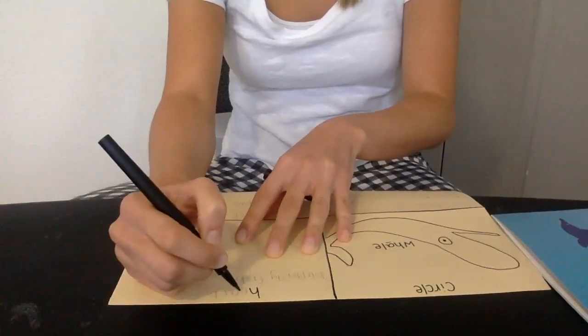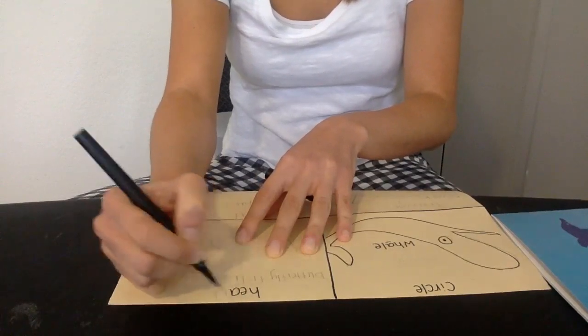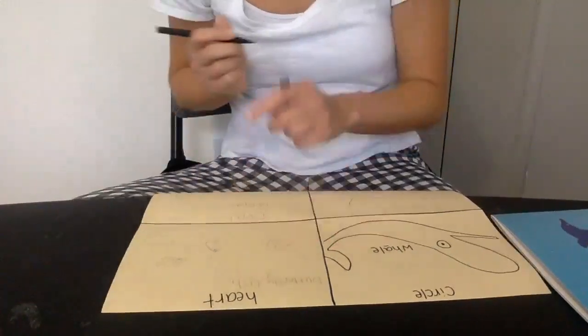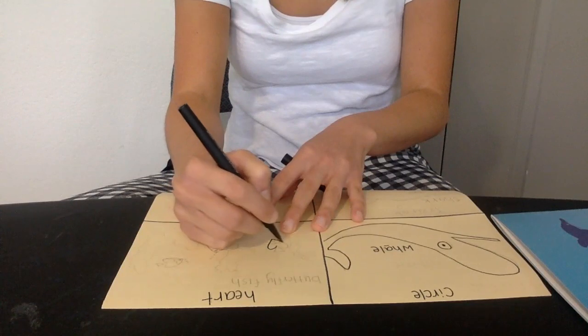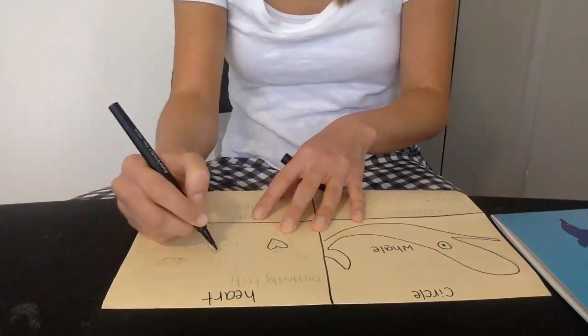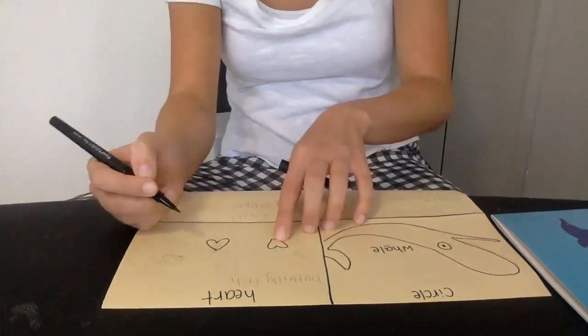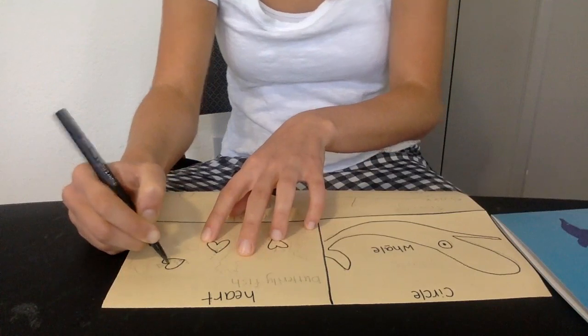Next, I'm going to choose the heart, H-E-A-R-T, heart. Now I'm going to go ahead and draw my hearts because I know from the story that the hearts represent the butterfly fish. So I'm drawing a heart upright, a heart upside down, and a heart sideways.